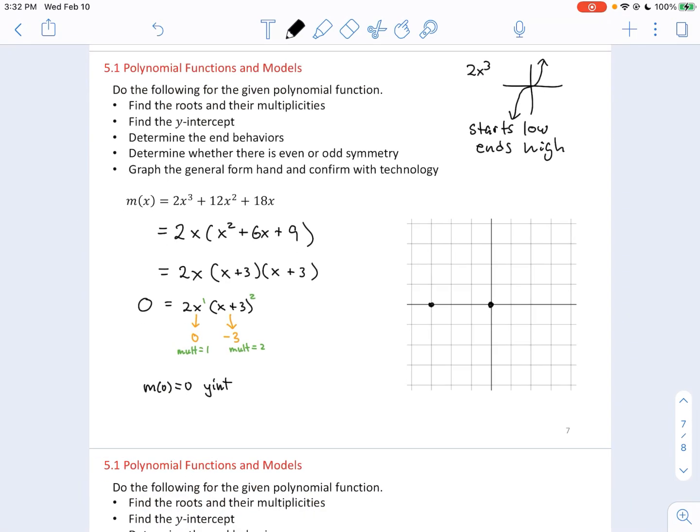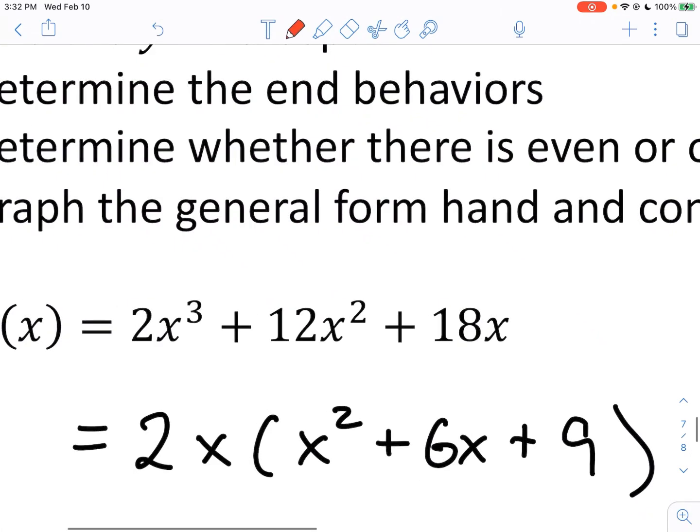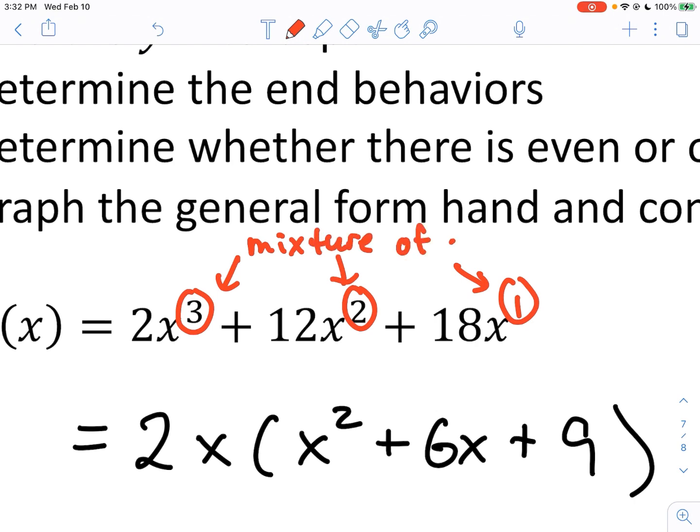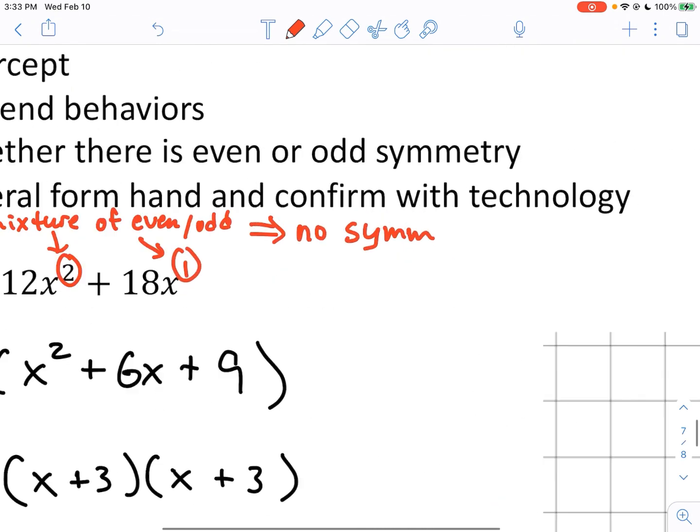Determine whether there's even or odd symmetry. Look to the exponents. There's a 3, a 2, and a 1. And these are not all even nor all odd. So we have a mixture of even and odd. When this happens, no symmetry about the y-axis and no symmetry about the origin.